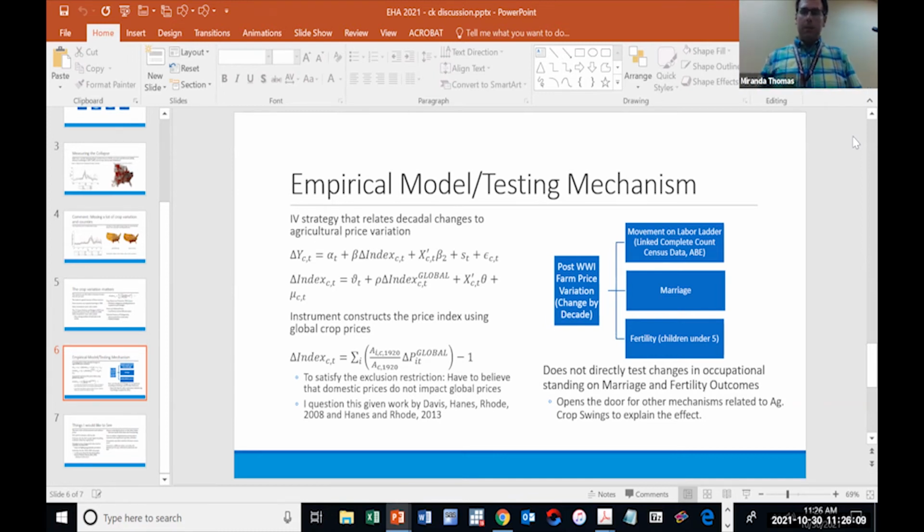And so I want to push you a little bit to think about how to rule out some of the alternate mechanisms, to really think about, is it actually movement up and down the labor ladder, right? And this is always the tough part of these types of papers, is there are a ton of different mechanisms. And you just have to be really clear that we think and we're sure that this is the one, right?